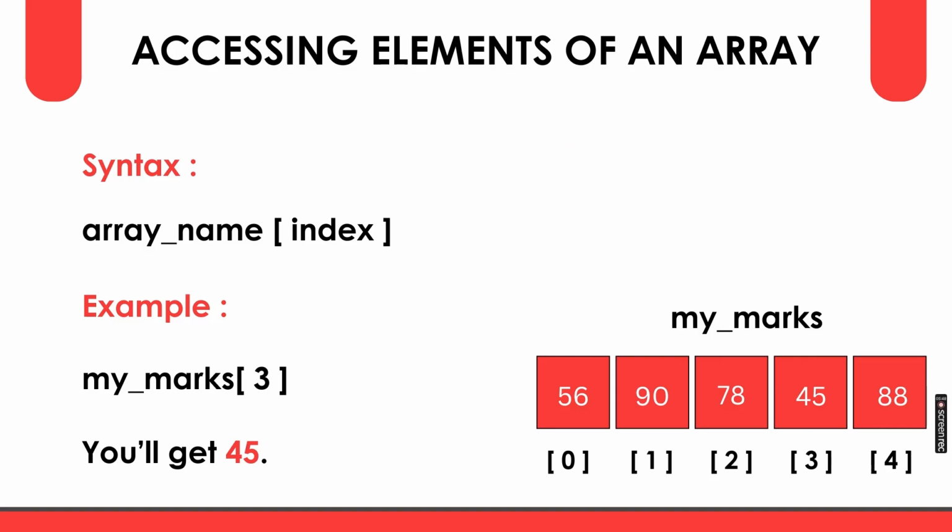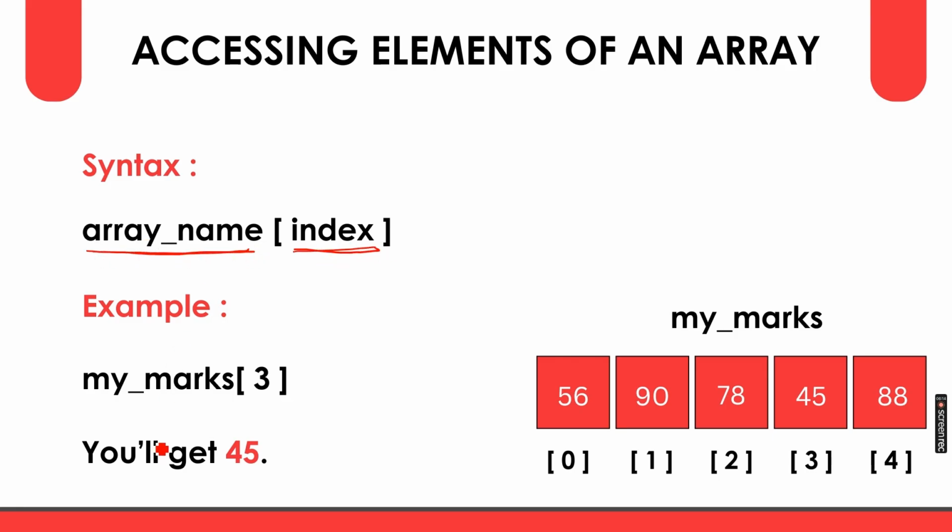Now, accessing elements of an array. How do you access the particular elements of your array? You do it like this: you give the array name and then the index you want. This line of code will give you the value stored at this index inside this array.